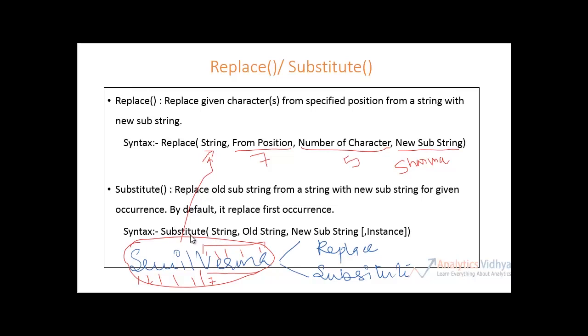Similarly, this operation can also be performed using the substitute function. If we see, the syntax of substitute is way easier as compared to replace. In substitute, we simply need to put the string which is Sunil Verma, the old string which is Verma, and it has to be replaced by a new substring that is Sharma. This is how substitute works. Now let's move on to Excel and look at it in a practical manner.